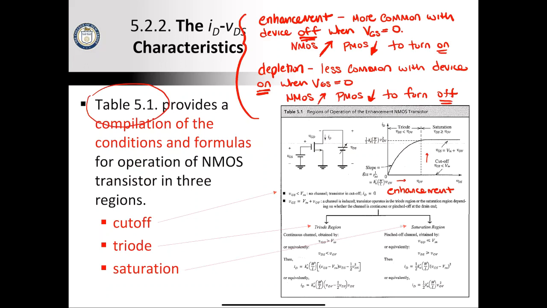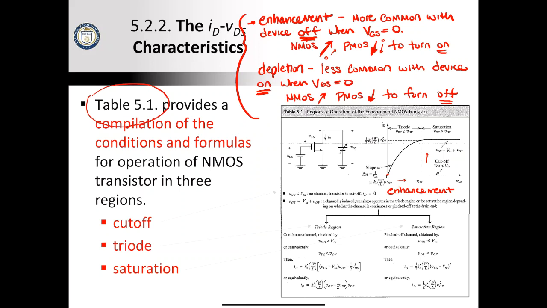Okay, so table 5.1 provides a nice overview here of the NMOS, but I want to talk about enhancement and depletion type MOSFETs. We've used those terms, but the slide that used to outline the difference, for some reason, is not in here anymore. So I decided to just write it in real quick. So far, we've been talking about enhancement type MOSFETs. They are more common, where the device is off when VGS is equal to 0. This means that if you have an NMOS type device, you increase the value from 0 upward in order to turn it on. With a PMOS, you decrease the value downward from 0 in order to turn it on.